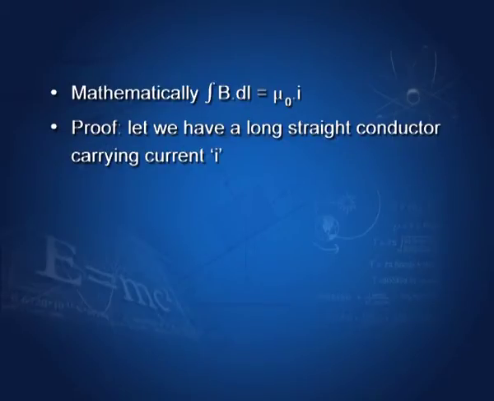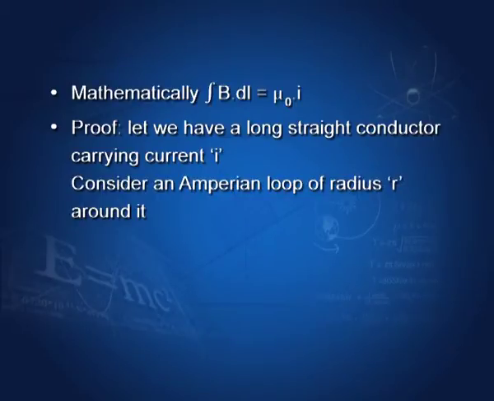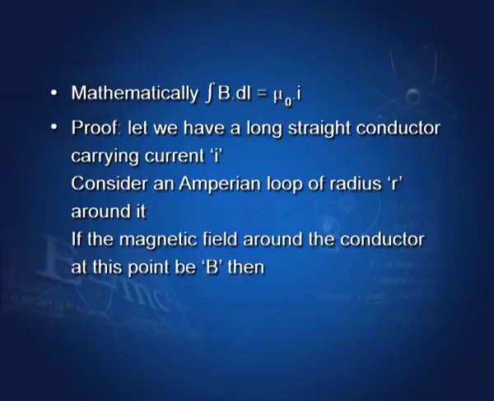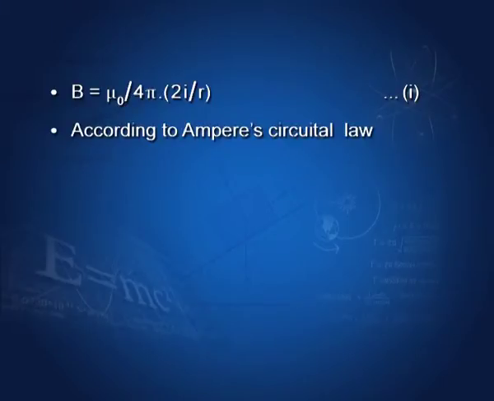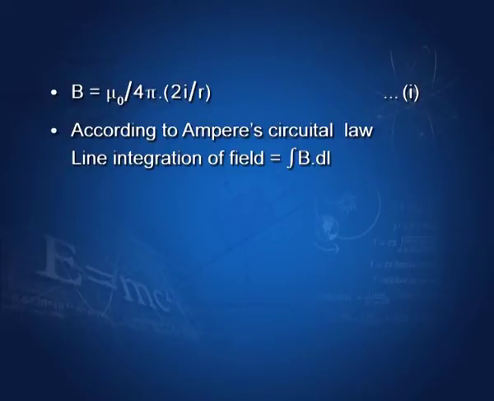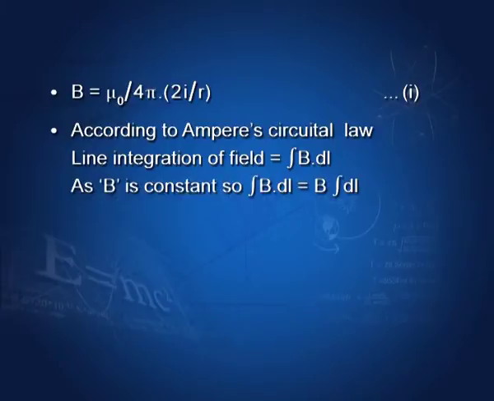Let we have a long straight conductor carrying current I. Consider a loop of radius r around it. If the magnetic field around the conductor at any point P on this loop is B, then B equals mu naught upon 4 pi, 2I upon r. According to Ampere's circuital law, the line integration of the magnetic field is the integration of B dot dl, as B is constant on the whole of the loop.